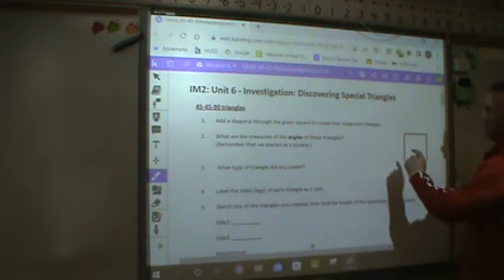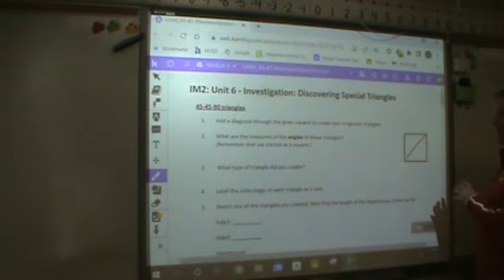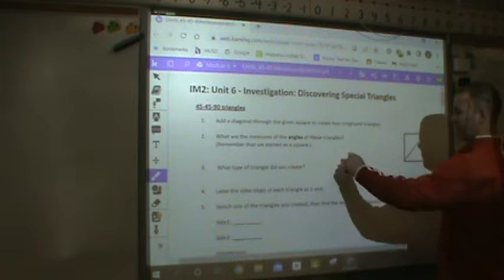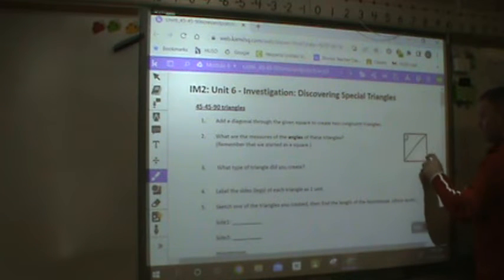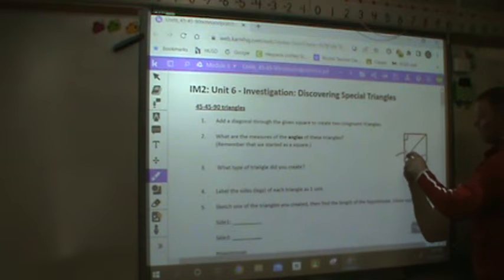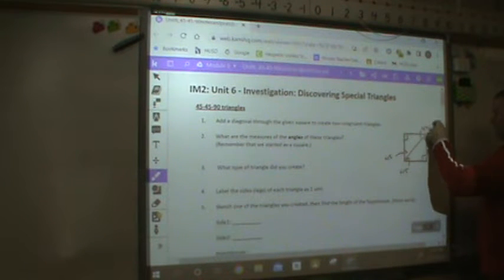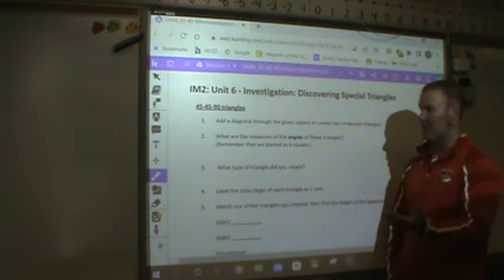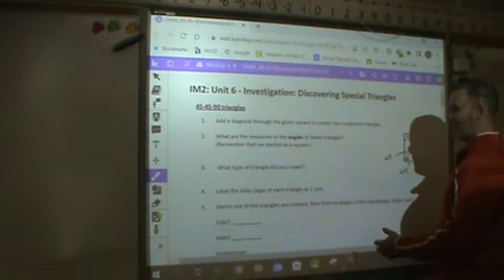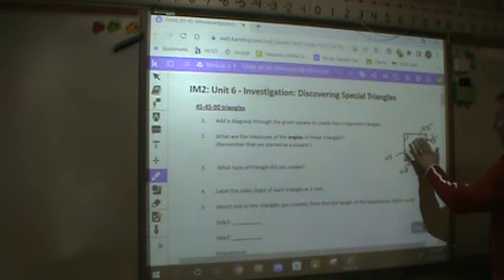Add a diagonal through the square to create two congruent triangles. So I create my diagonal. What are the measures of each of these angles? Well, we started off with a square, so these two angles are 90 degrees. The other angles inside end up being bisected, so these two angles here are 45. That means that these two angles down here are also 45 degrees because we cut a 90-degree angle in half. We bisected.